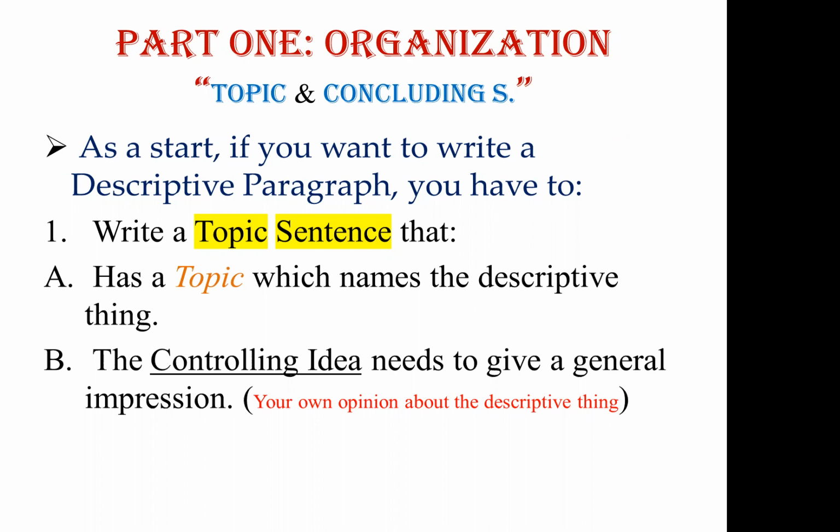The second part is the controlling idea. The controlling idea is much more important, because in the controlling idea, you need to give a general impression. It is kind of different. We don't say what we are about to discuss. No, we give an impression or our own opinion about the descriptive thing. So when I say I will discuss my room, I say my room is a very neat place or very organized place. I'm giving my opinion, or giving a general impression.